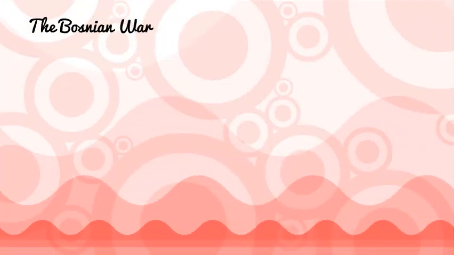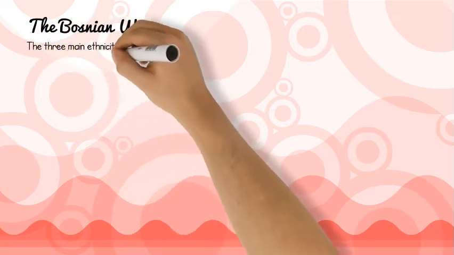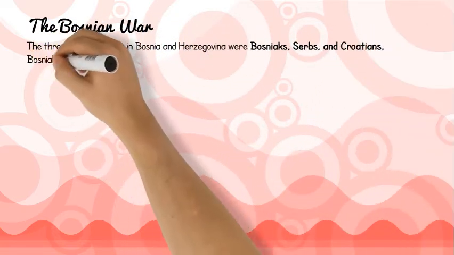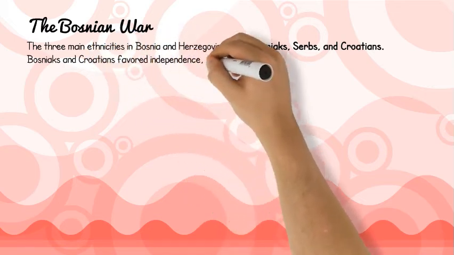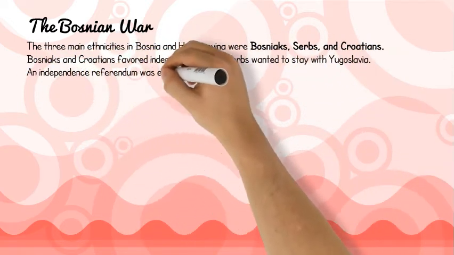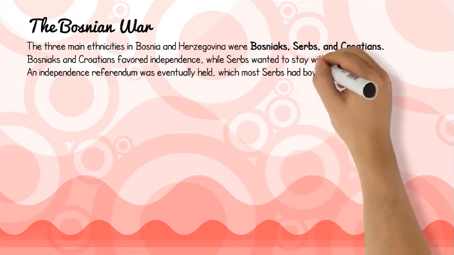Bosnian War. The three main ethnicities in Bosnia and Herzegovina were Bosniaks, Serbs, and Croatians. Bosniaks and Croatians favored independence, while Serbs wanted to stay with Yugoslavia. An independence referendum was eventually held, which most Serbs had boycotted.